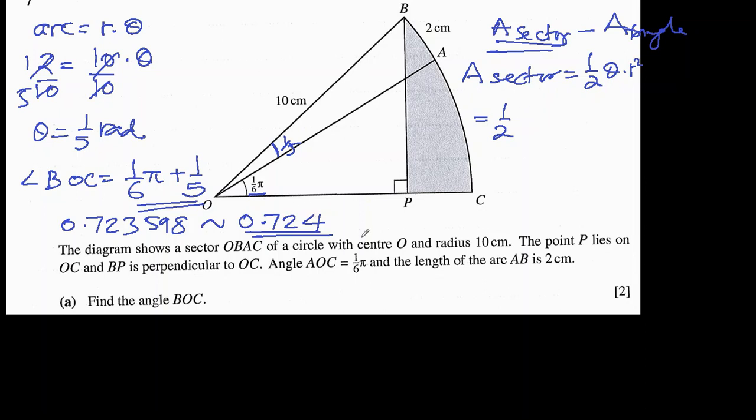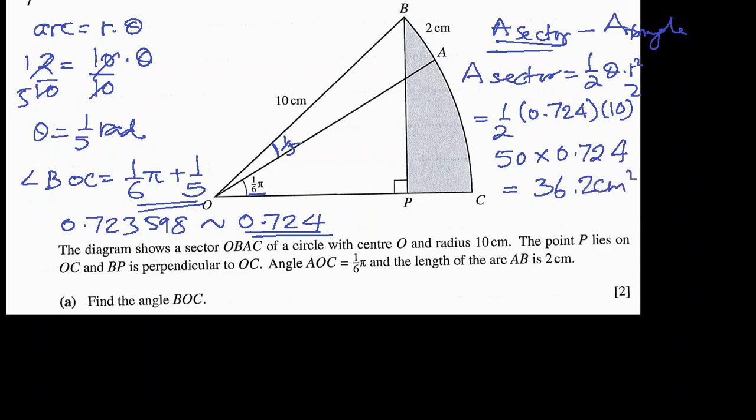So let's write this 0.724 here. 0.724 multiplied by r square. We know the radius given is 10. So 10 squared, 100 divided by 2 is 50 times 0.724. Okay, so it is going to be how much? 36.2 centimeter square. That is the area of the whole sector. Now next job is to find the area of triangle. And area of triangle is half base times height.